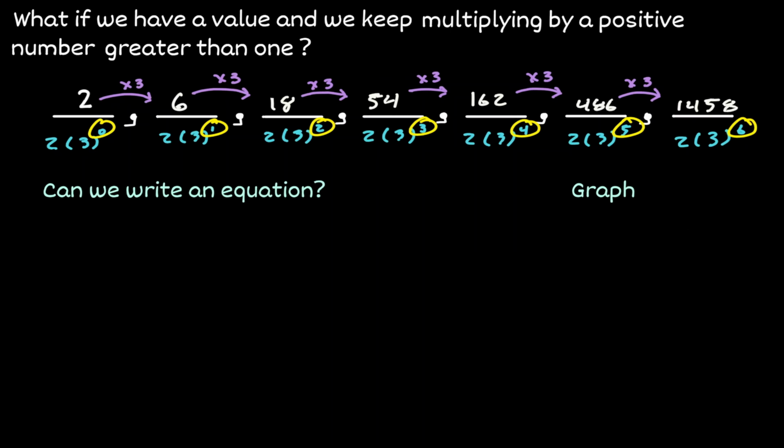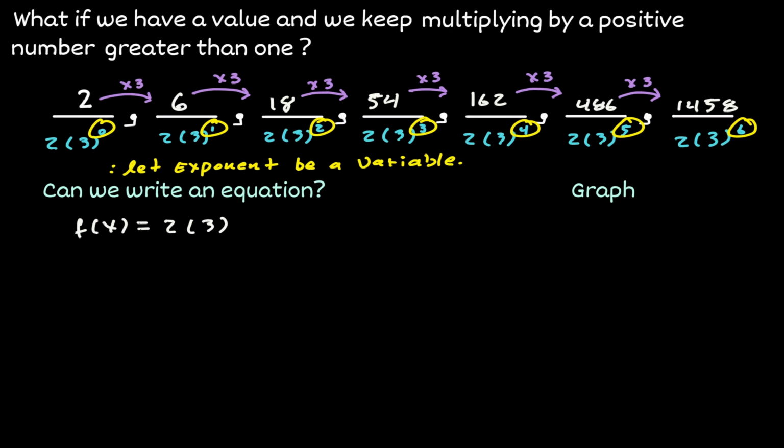So if the exponent was what was changing, we can assign a variable to it. Then we can write down an equation for this scenario. We can write it as 2 times 3 raised to the x. And this is what we define as an exponential function, because notice that the variable is on the exponent. The unknown is the exponent.